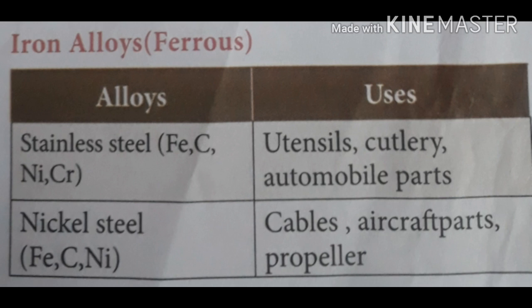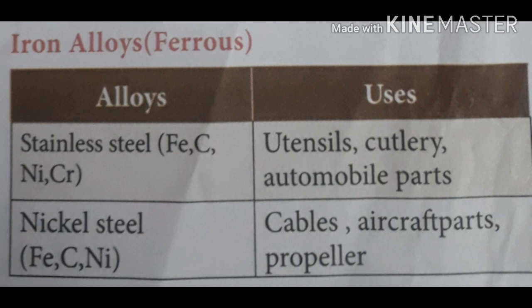Okay. Next one is automobile parts. In our automobiles, like bikes and cars, the mudguard and these things, so many parts are made up of stainless steel only. Not only car and bike, but bus, lorry, so many vehicles. So these are all the main uses of the stainless steel alloy.